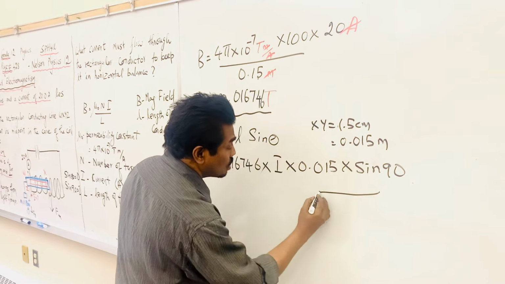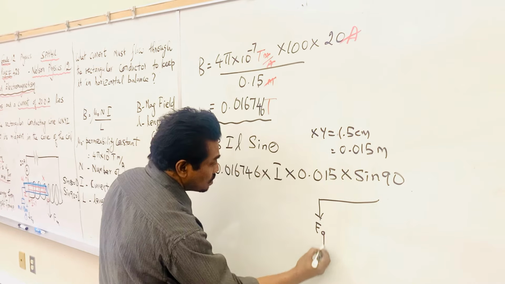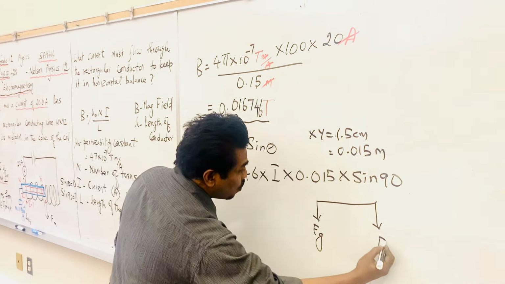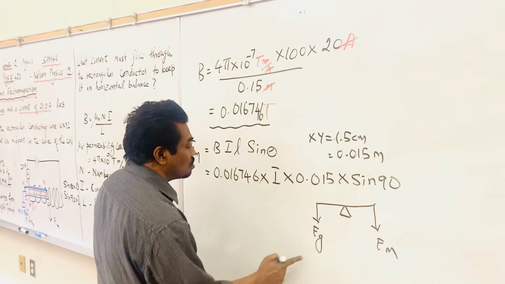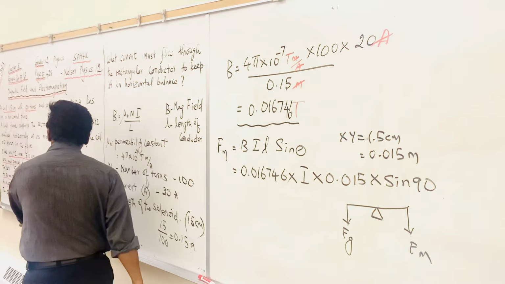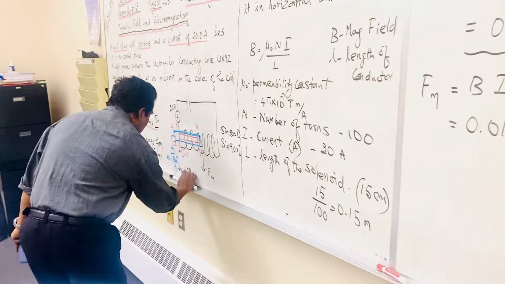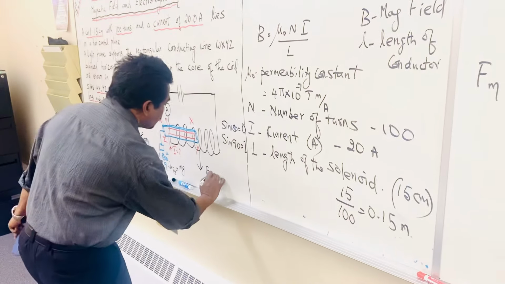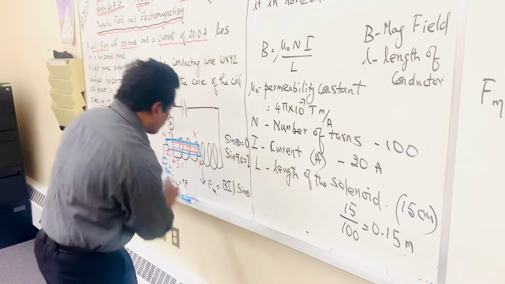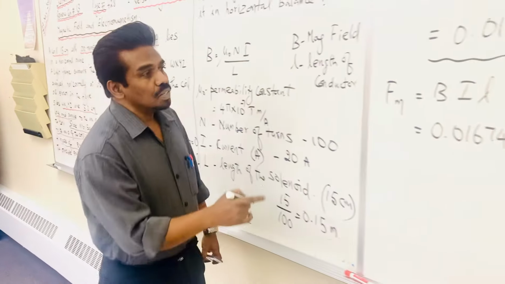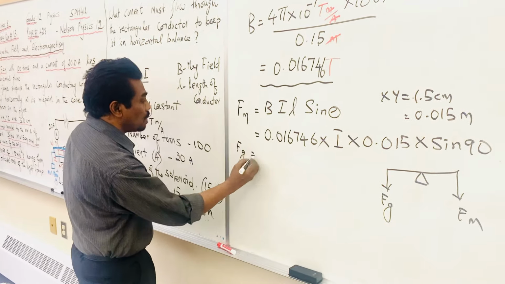Here, this one gives the force due to gravity, and this one gives the force due to the magnetic field, and these both should be equal. So we all know that Fg will be equal to mass times acceleration due to gravity. Fm is equal to BIL sine theta. They both should be equated now. So Fg is equal to mass.